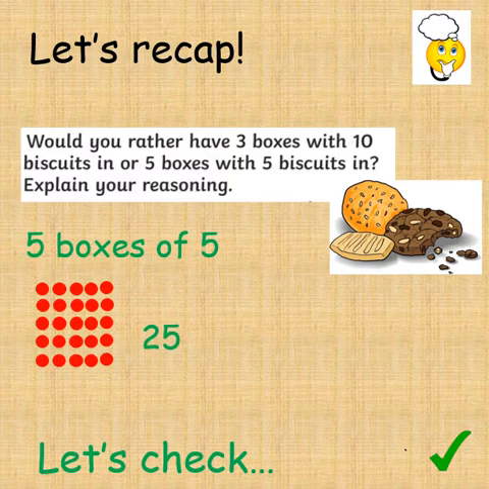Okay, so now I've worked out 3 boxes with 10 biscuits. I now need to do 5 boxes with 5 biscuits in. So you can see I've got 5 counters, 5 times in 5 rows, because I've got 5 boxes of 5 biscuits. And altogether I've got 25 biscuits.